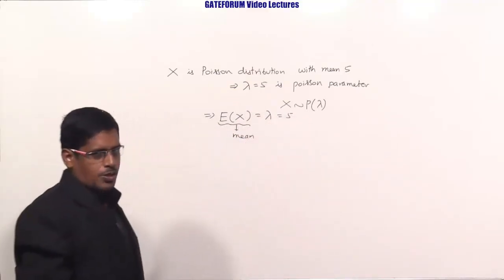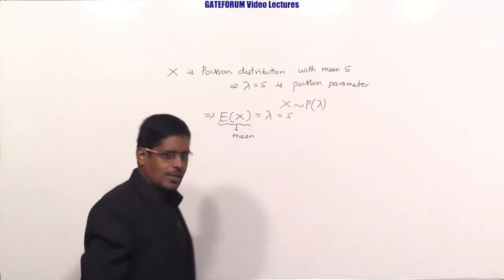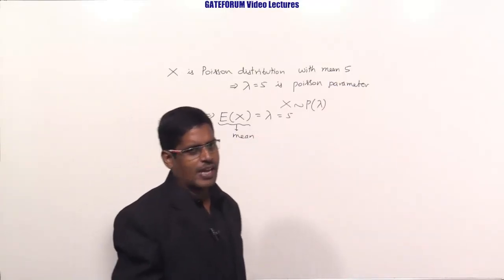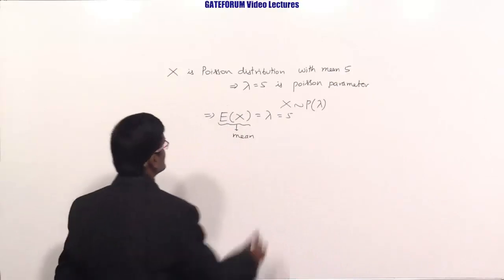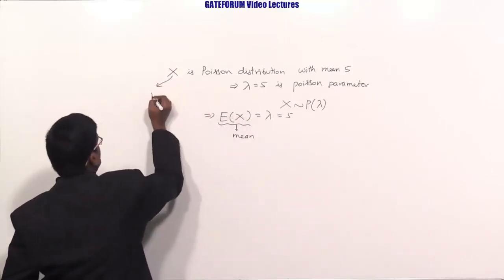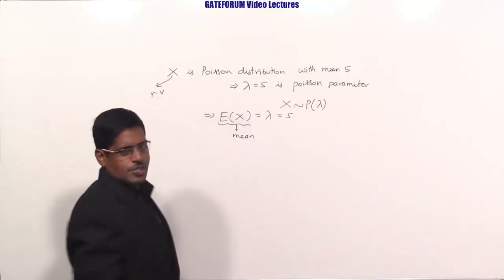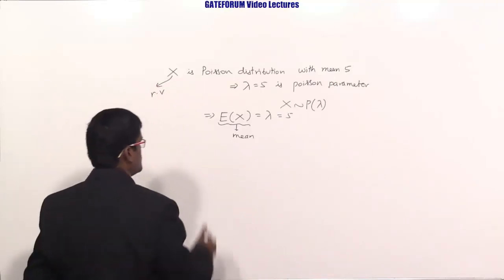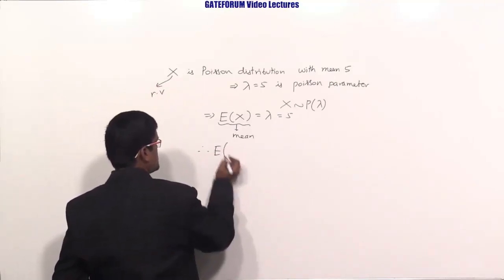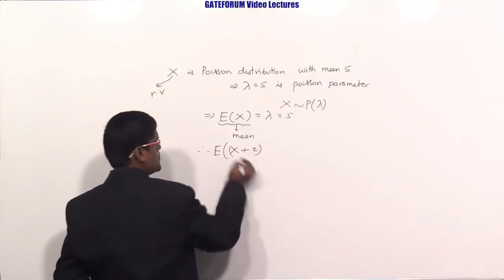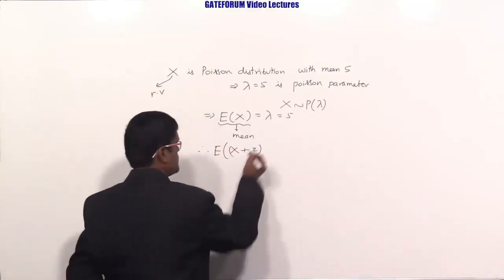Mean is equal to variance in Poisson distribution. So mean is nothing but E of x, the expected value of the random variable x. Here x is a random variable, RV means random variable, which is a Poisson variable having the given mean. So they are asking the expectation of (x plus 2) whole square.